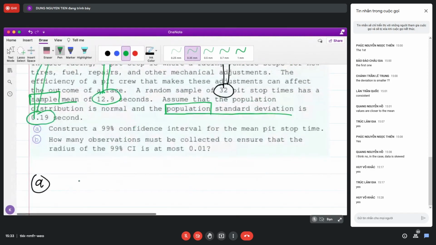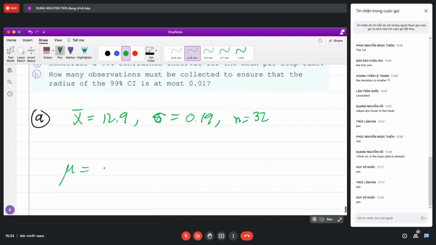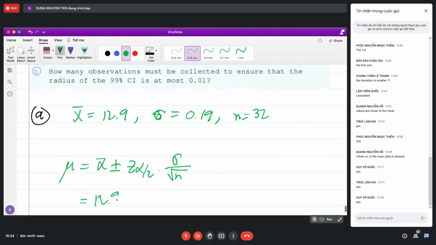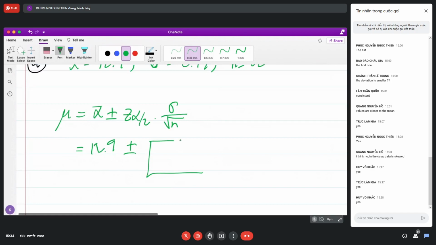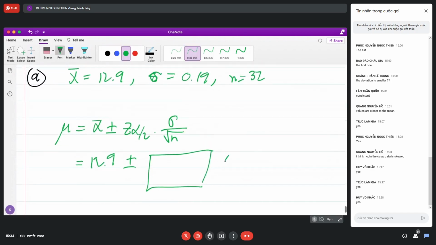So in this problem, X bar is 12.9, sigma is 0.19, and n is 32. Then you can say mu equals X bar. When I say equals, it means it belongs to the interval, not just two values. X bar plus or minus the error, which is z alpha over 2 times sigma over the square root of n. Then you come up with 12.9 plus or minus a number I will determine later. Sigma is 0.19 over the square root of 32.